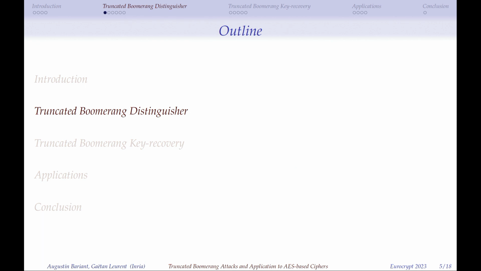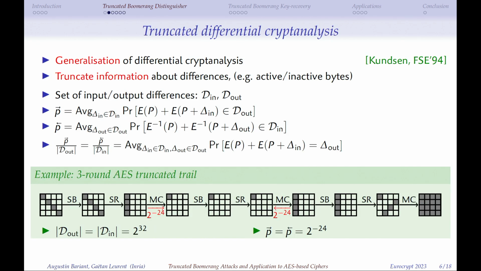So let's start with the truncated boomerang distinguisher. So first, what is truncated differential cryptanalysis? It's basically a generalization of differential cryptanalysis, but instead of looking at the full difference in the state, we truncate this information and we only look at some partial information. For instance, we only look at what bytes are active or inactive. So we only know whether the difference is 0 or non-zero. And then we can track this information through the cipher. After each round, we look at each byte, whether it's active or not, and we can build a trail like this and compute the probability.